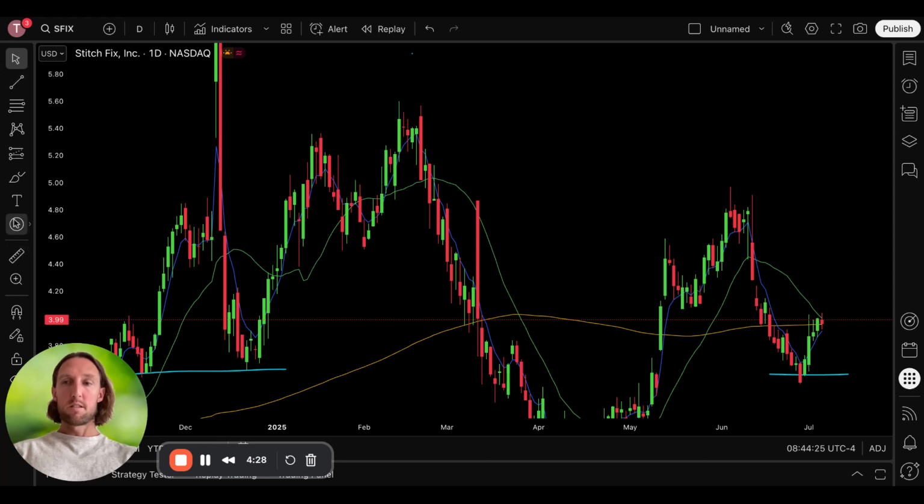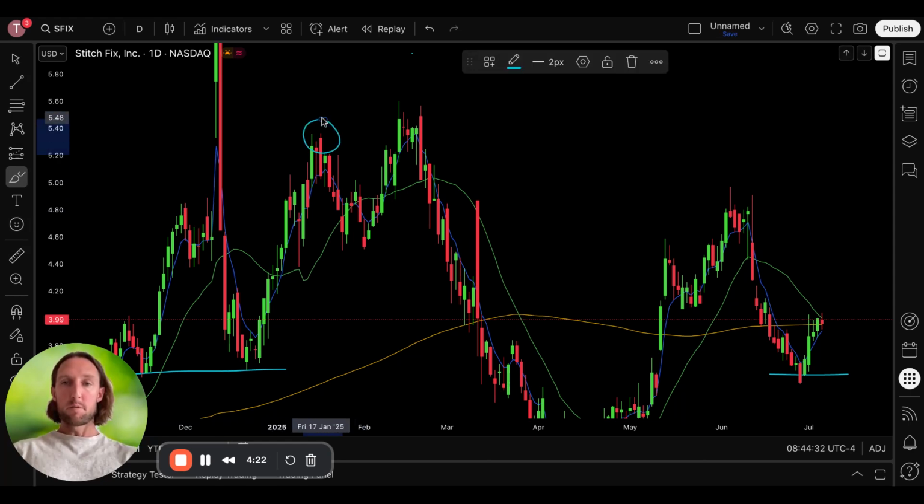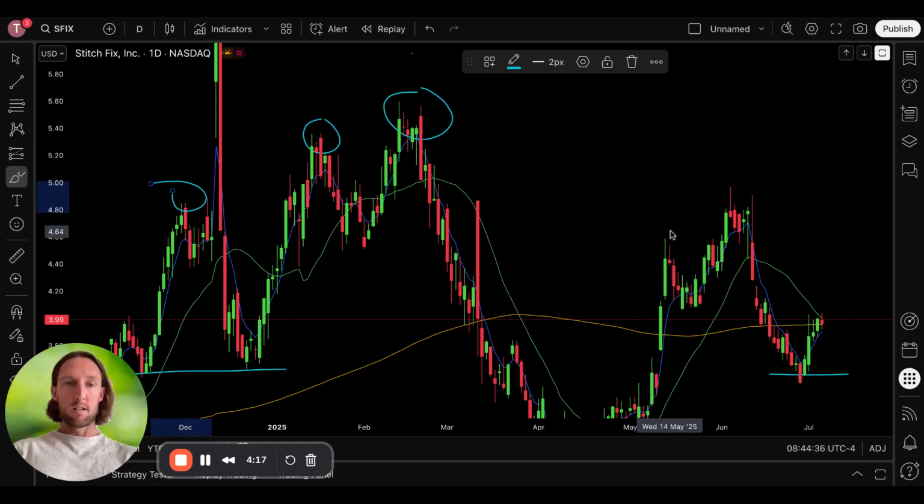The resistance is basically just the same, but the opposite, where the distribution phase is. So you can see the tops here, the tops here, the tops of the candles here, here, and here. This one here is just maybe one candle, so we kind of want more candles really for confirmation.